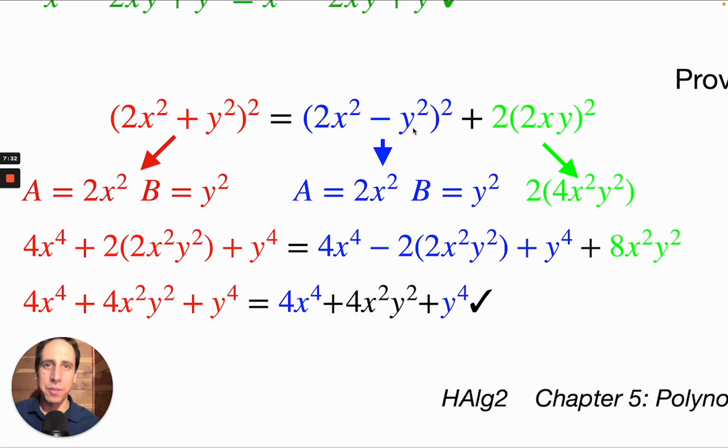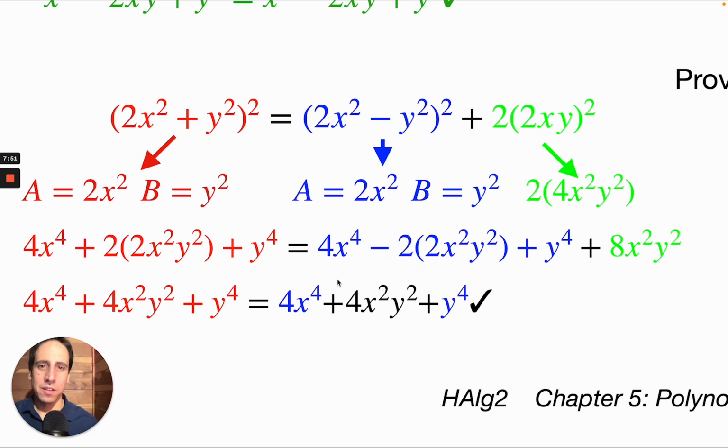Here, to get rid of the parentheses, I'm going to choose the same thing. A is equal to 2x squared and b is equal to y squared. I'm going to use a very similar formula. A minus b squared is going to be a squared minus 2ab plus b squared.